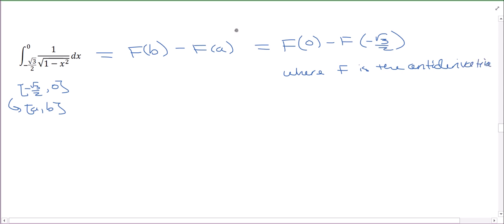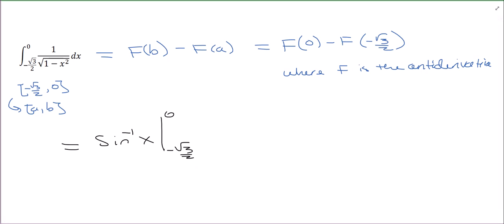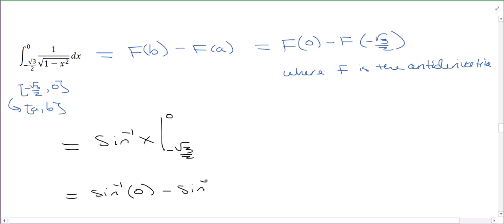So here, I recognize the antiderivative. This is the derivative of inverse sine, so that means this is going to be inverse sine of x from negative root 3 over 2 to 0. And so then we can evaluate. So this will be inverse sine of 0 minus inverse sine of negative root 3 over 2. Inverse sine of 0 is just 0.